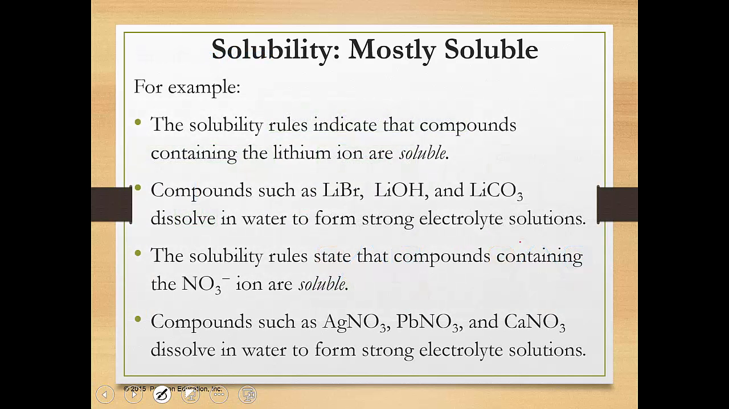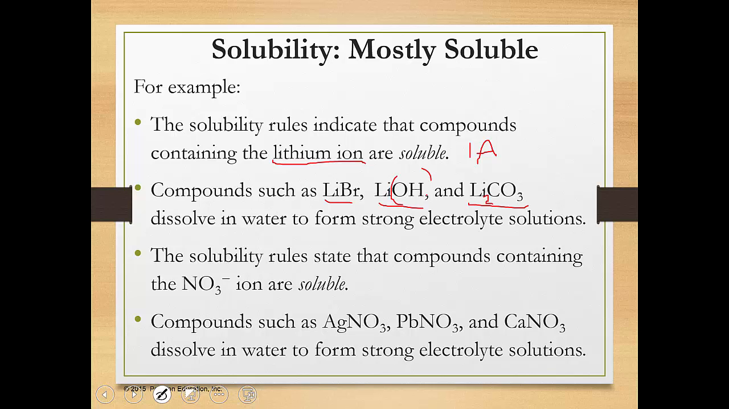All right, so let's look at some examples of mostly soluble compounds. We said that anything containing the lithium ion is going to be soluble. Lithium ion is group 1A. So if I had something like lithium bromide, lithium hydroxide, lithium carbonate, and notice there's a problem with this formula right here. That should be a 2 because carbonate is 2-, so sorry, that was a typo in there.